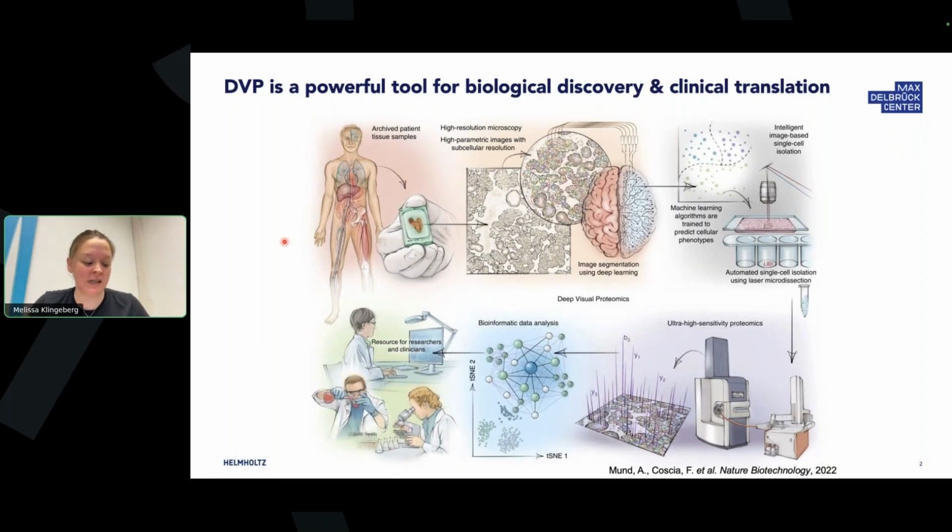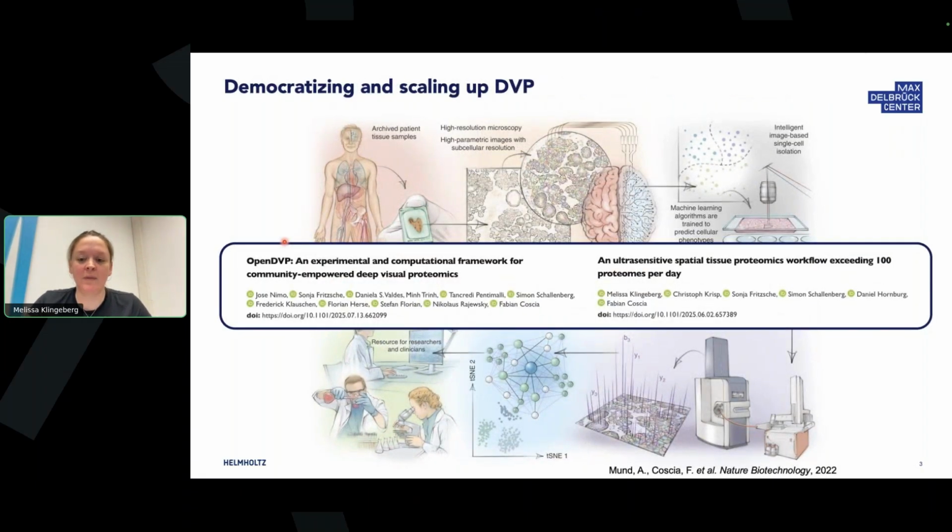To go a bit more into the technical details, I'm from Fabian Koschia's lab here in Berlin at the Delbrück Center, and we put a lot of work and effort in the past months and years into democratizing and scaling up this workflow. There's a lot of interest currently in deep visual proteomics, and ideally every lab that wants to apply the method is able to do so.